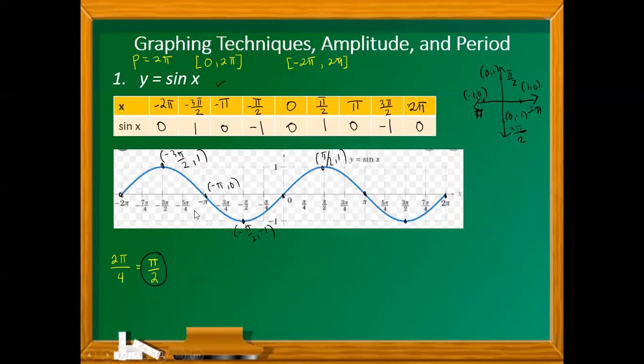Now we have to note that the points located on the x-axis are multiples of pi. It's actually n pi. So we have negative 2 pi, negative pi, and then 0, pi, 2 pi.